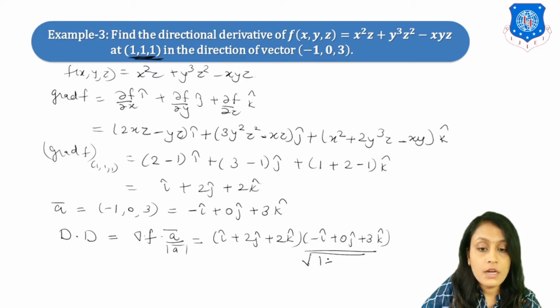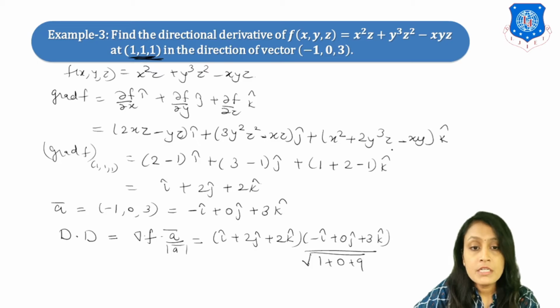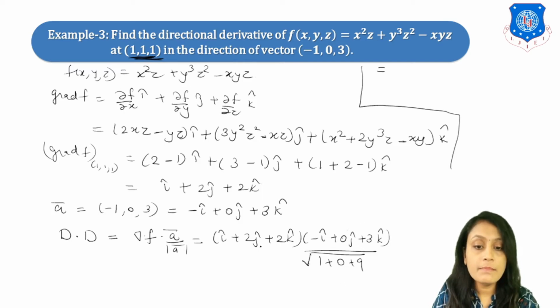So it will give you 1, from here it will give you 0, and from here you will get 9, okay. Just simplify this, okay. So I'm simplifying over here. Now, what we have to do, we have to multiply these two.